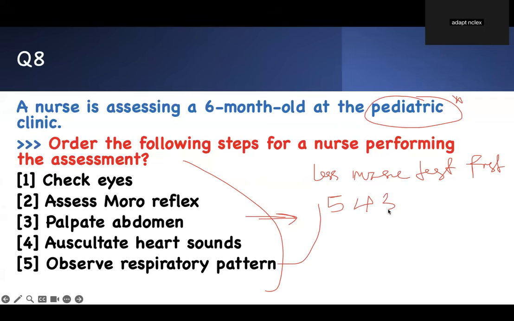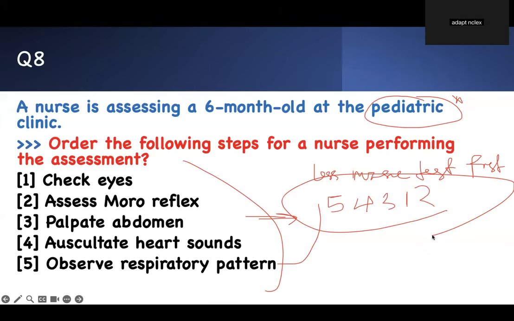Check their eyes. Then you can check the eyes. Before you do Moro reflex, because you got to throw them up, and then it's a very startle movement. So as you do Moro, you got to be careful. If you do it first from the beginning, the baby is not going to be happy. So you start from 5, 4, 3, 2, 1. It's the best way to examine these patients.